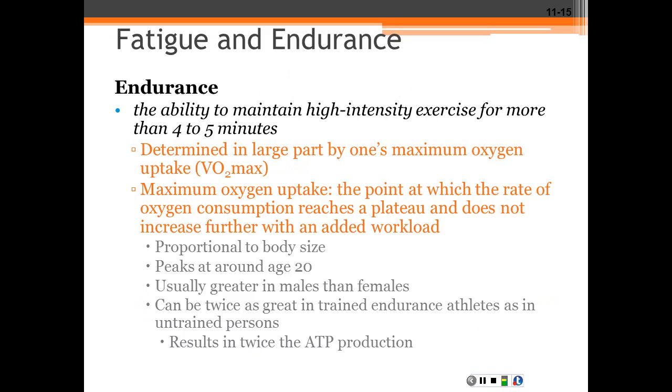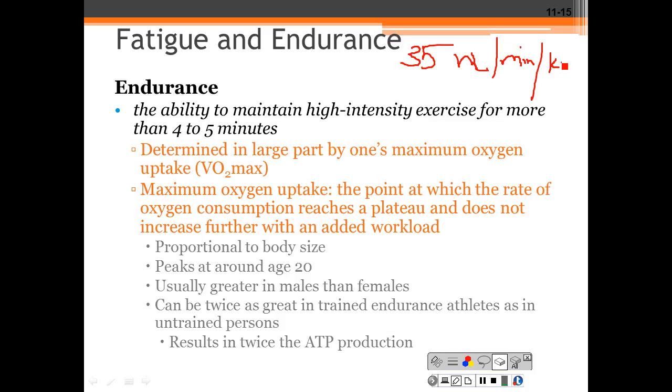Oh, I forgot to mention, for a sedentary adult weighing approximately 160 pounds, their VO2 max would be about 35 milliliters per minute per kilogram. That's how VO2 max is written: milliliters per minute per kilogram. But our trained athlete, theirs would be 70 milliliters per minute per kilogram.